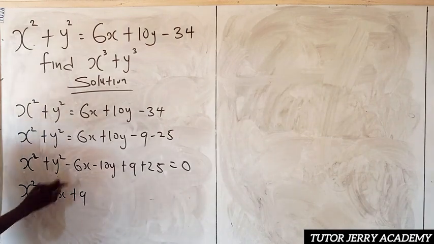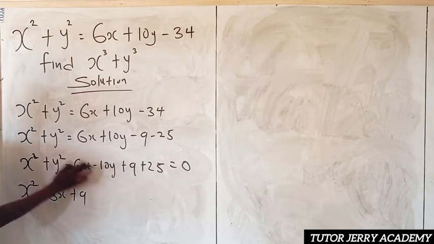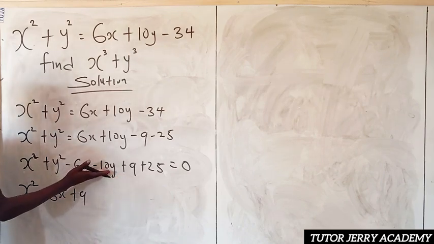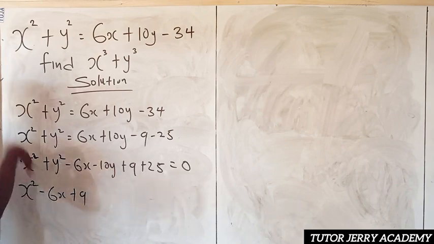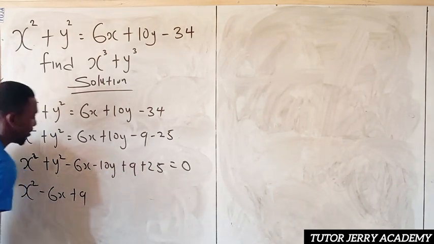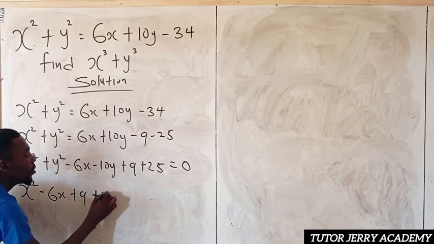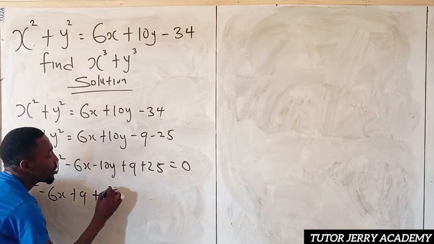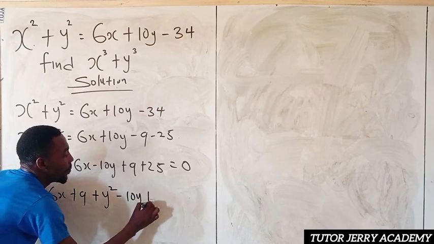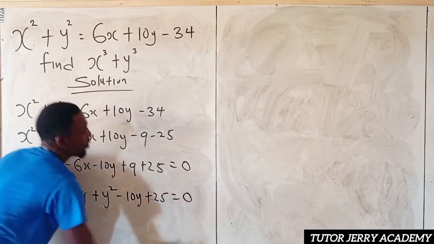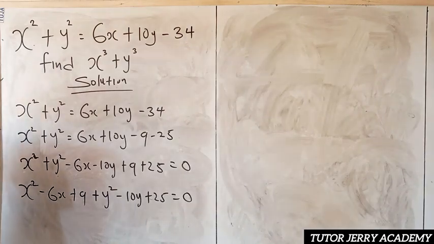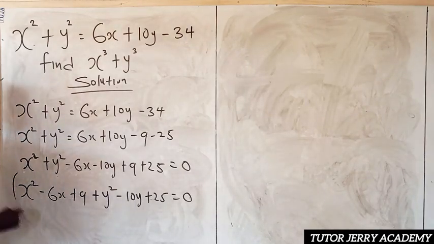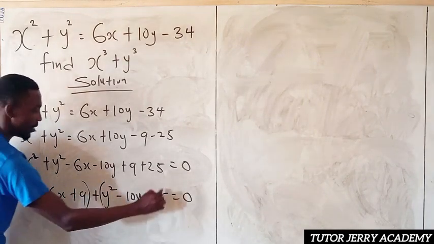All right. So for this, we are going to be left with y squared minus 10y. Half of 10 here is negative 5. If you square negative 5, you have 25. So we are going to have plus y squared minus 10y plus 25 equal to 0. All right. So now the next thing we are going to do is put this in a bracket and put this in a bracket.